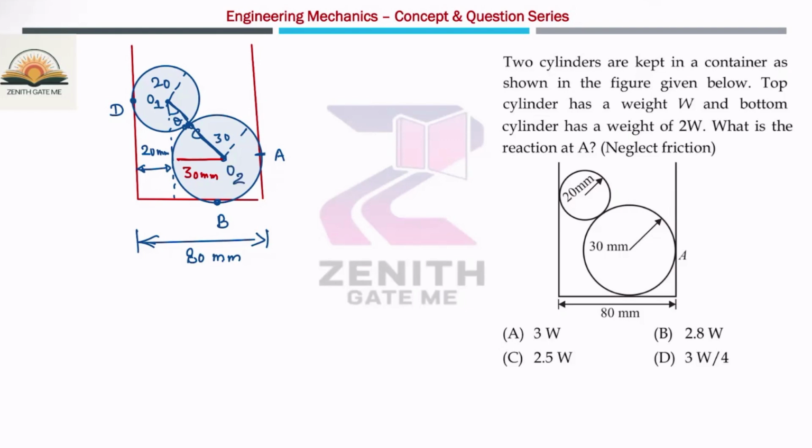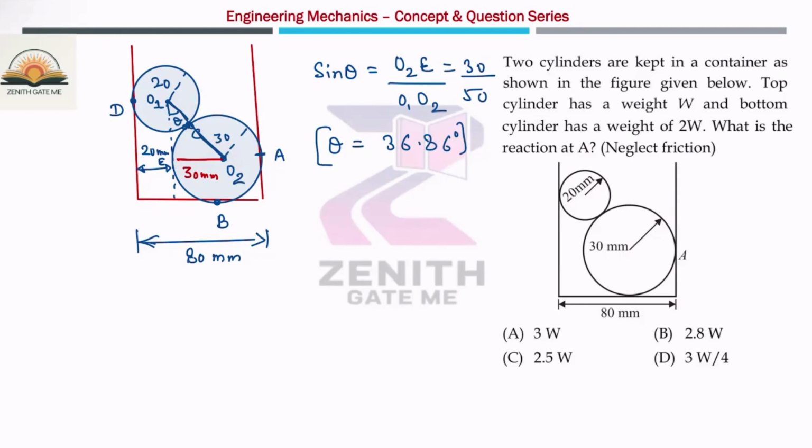Okay, so can I say sine theta is equal to perpendicular by hypotenuse? Perpendicular is nothing but, let us suppose this point is E, so O2E, and the hypotenuse is O1O2. So from here you will get the theta value, because this value is 30 and this is 50. So this is 30, this is 20, 50, and this value is 30. So you will get the theta value, which is 36.86 degrees.